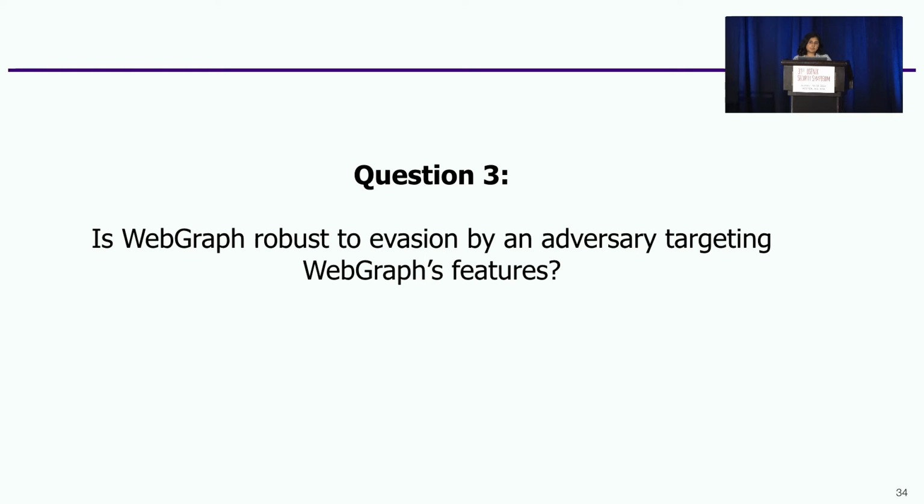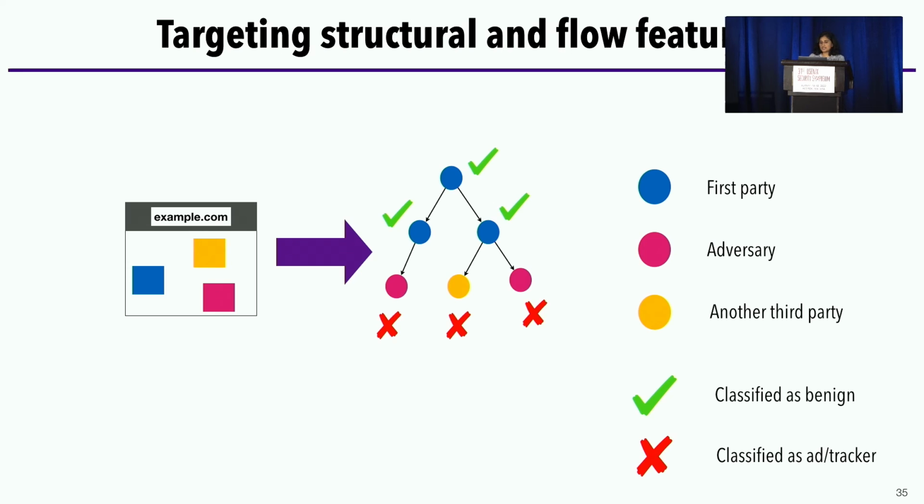Now, we were interested in exploring whether WebGraph is also robust to an adversary that specifically targets the features that WebGraph uses and which we can envision adversaries using in the future to evade these kinds of systems. I'm going to illustrate what I mean with a toy example. Let's say that we have a site, and this site is composed of resources belonging to the first party, the adversary, which is a third party, and other third parties. WebGraph would have classified some of these resources as benign and some of them as ad and tracker.